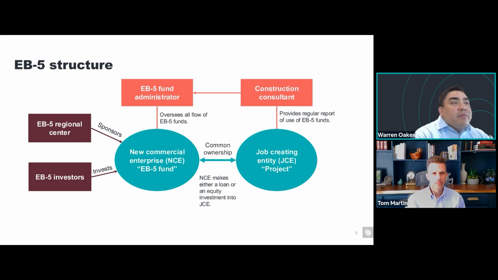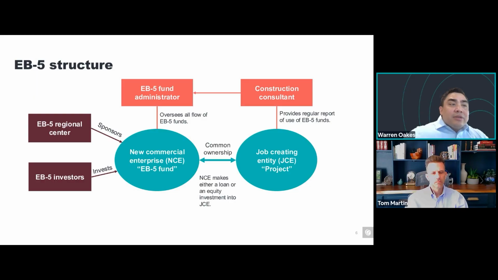And the EB-5 fund administrator is engaged by the NCE to perform the fund administration services. And again, the requirement under the RIA is, when there's common ownership between the NCE and the JCE, a construction consultant is required to provide regular reports for the use of EB-5 funds. So in this diagram here, we see that the JCE has engaged a construction consultant that provides that regular report to the EB-5 fund administrator.